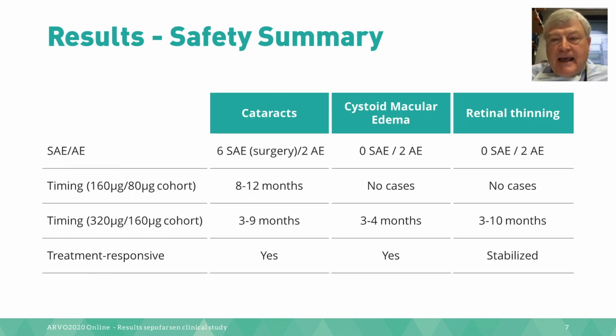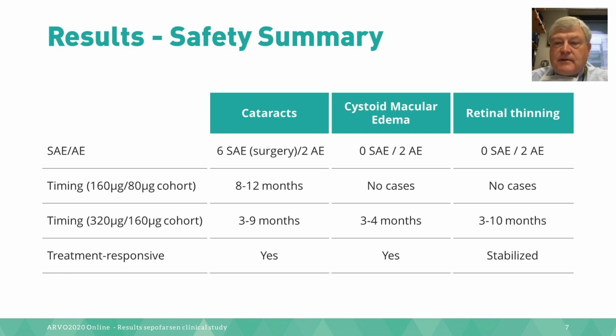The most common adverse event was the development or worsening of cataract, in 3 of 6 subjects in the 160/80 microgram cohort and 5 of 5 in the 320/160 microgram cohort. In 6 cases, the cataracts progressed, interfered with visual acuity or assessments, and were treated with cataract extraction and intraocular lens placement. In all 6 cases, visual acuity returned to pre-cataract treatment responsive levels.